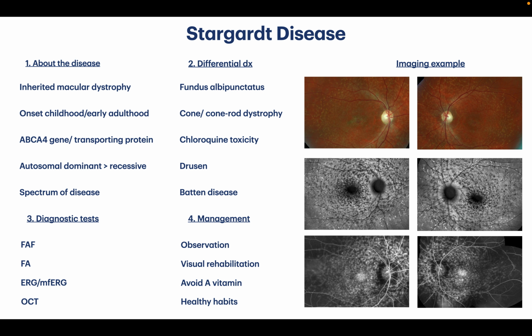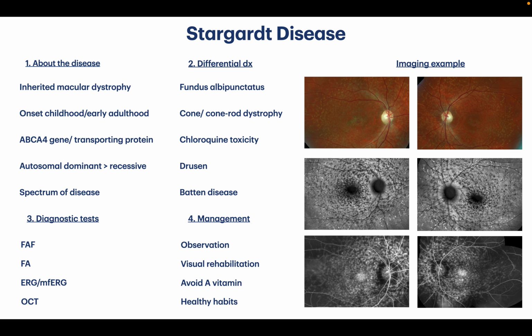The management of patients with Stargardt disease is usually observation. Visual rehabilitation with filters and special lenses may improve quality of life and add a few letters of vision. Patients should avoid vitamin A, and it's important to recommend healthy life habits and to stop smoking.